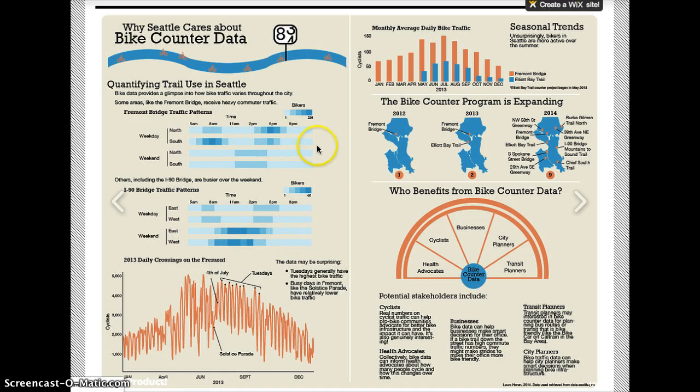Finally, we have 2 sets of heat maps that map out daily traffic per hour, so how many bikes are going in each direction, both during the weekday and the weekend. Location potential is exploited in the bike counter program expanding display, which shows where bike counters are located on the map of Seattle. This also exploits time, since it's showing how it's changed over 3 years, as well as numeric because it identifies exactly how many bike counters there are, quantified right there.